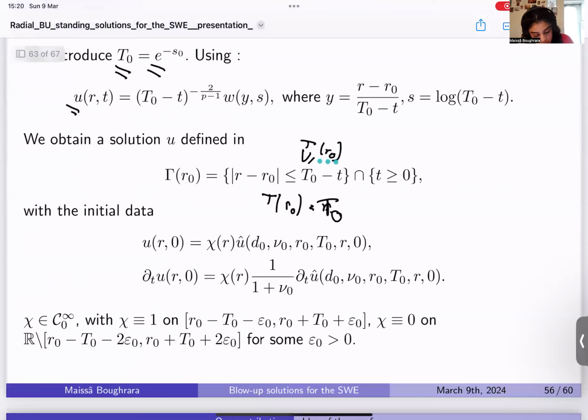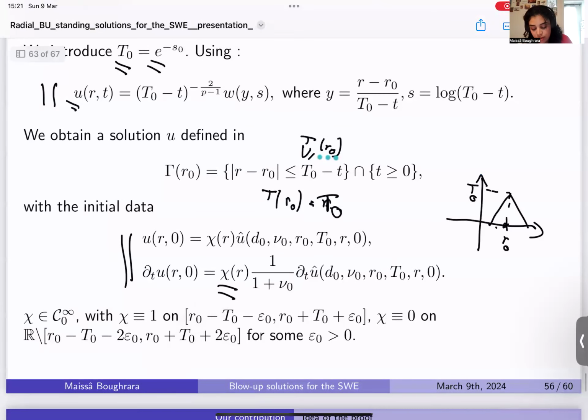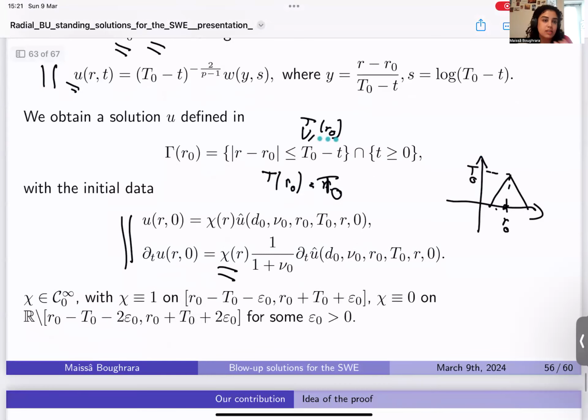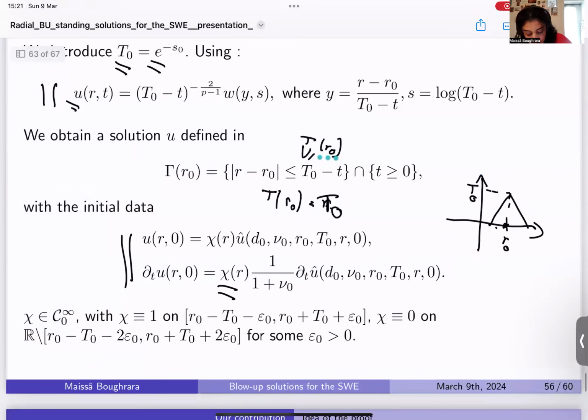So for the initial data, we just need to use the reverse similarity variables. It's given by the following. Here we just took the cutoff function, so that if our solution is defined on R0, T0, then the light cone is still positive. The main reason why we use the cutoff function is just to have the light cone still positive, because there is always a problem at 0.